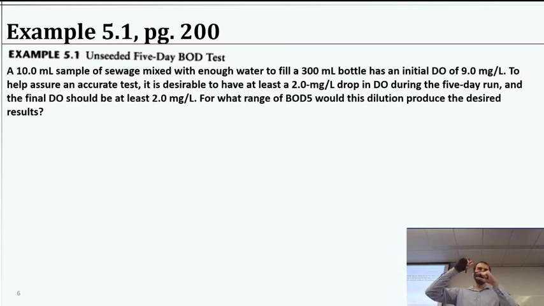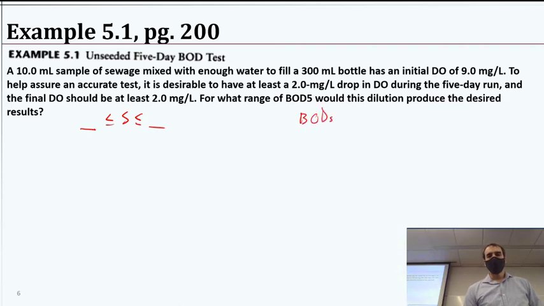So we need some range of buffer, right? We don't want to count on a 0.001 change in oxygen and rely on that. We want to make sure there's at least a 2 milligrams per liter drop and at least 2 milligrams per liter remaining, because we don't trust our sensors quite enough. So what strength of wastewater, we could write that S is less than or equal to and greater than or equal to what numbers? Okay, so the high end and the low end. Give that a moment, think about how you would approach that, and then I'll work through it with you. And remember, we're defining our BOD here as DO initial minus DO final divided by that dilution factor.